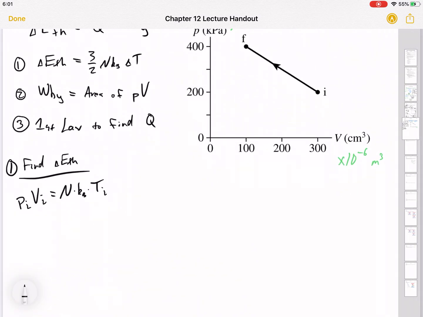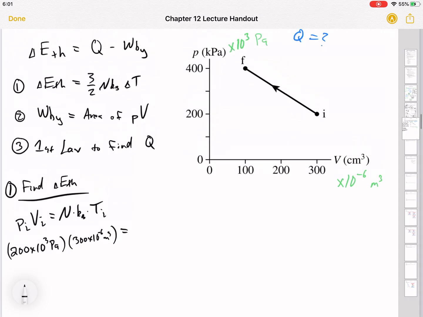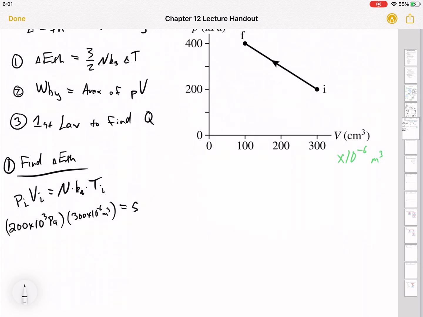So the initial pressure looks like 200 times 10 to the 3 pascals times the initial volume is 300 times 10 to the minus 6 cubic meters equals N. They gave me N directly, 5 times 10 to the 22, times the Boltzmann constant, which is 1.38 times 10 to the minus 23 joules per Kelvin, times T initial. Whew, okay, that's great. So T initial turns out to be 86.96 Kelvin, which is pretty cold. So this is an interesting system.